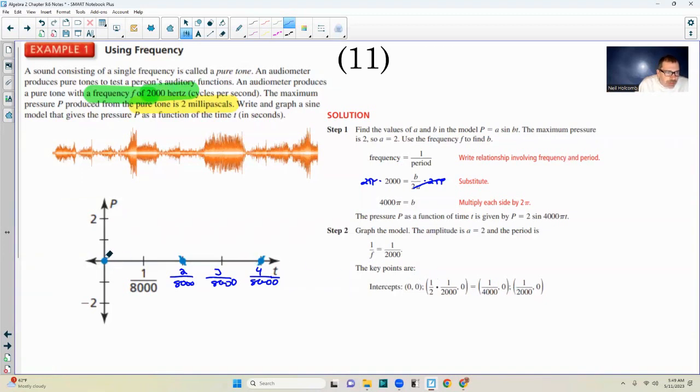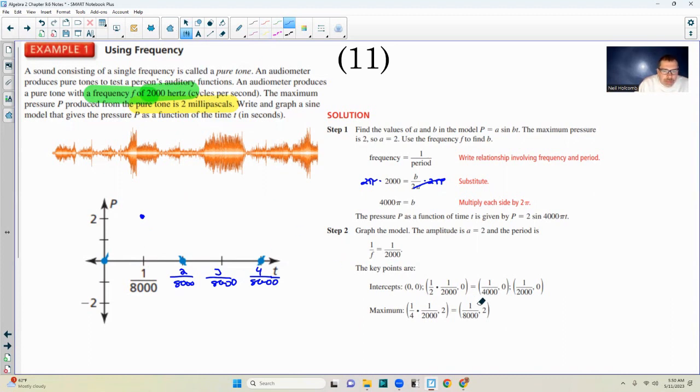So the intercepts are 0, 0, 1/4000, which is 2/8000. And then 4/8000, which is 1/2000. All right, that's better. And then we take the maximums, which is 1/4 times 1/2000, comma 2. We know the maximum is 2 because of the A, equaling 2 here. So that's going to be 1/8000, comma 2, which is right here. So you go over to 1/8000, 2, and that's right there.